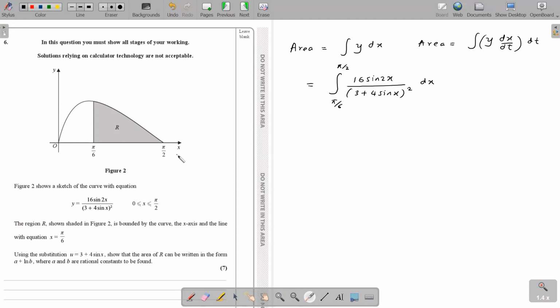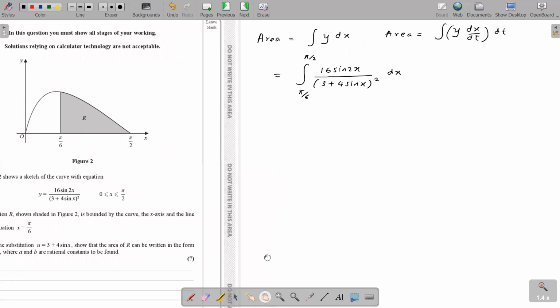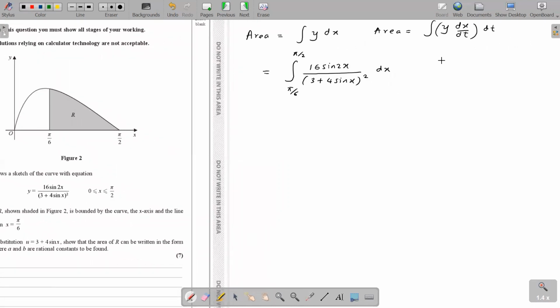Okay, now what are we supposed to do? You're supposed to use a substitution and integrate. So when they give you a substitution, what's the first thing that I have told you to do? You must first differentiate this given substitution and get the replacement for dx. So u equals 3 plus 4 sine x. Okay, I don't need the top equation. Shall I erase it? This is not parametric, so I'll erase that.